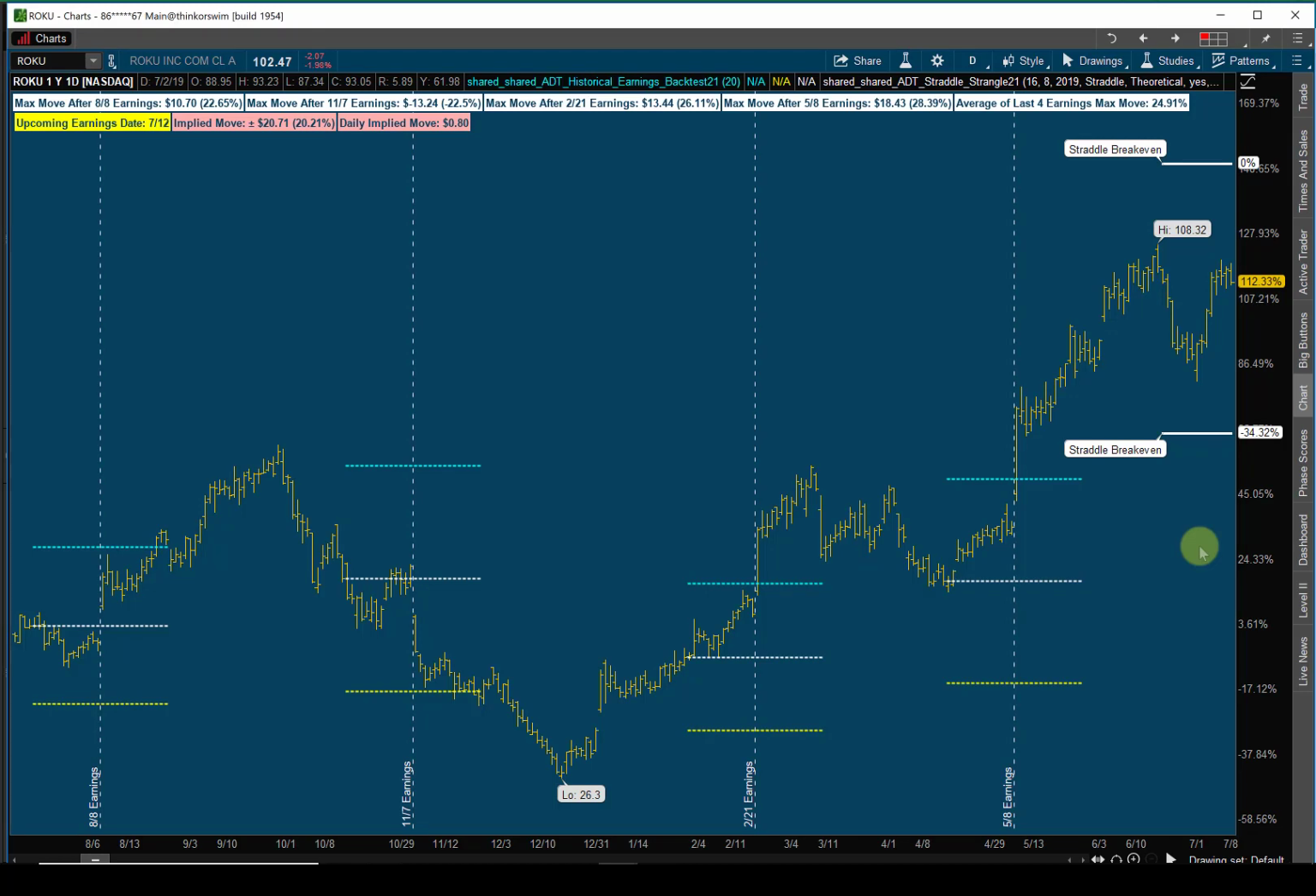One of my coaching clients built a really cool indicator that we use in the coaching program. And it just shows us where the straddle is, where the break even of the straddle is. So here you can see the straddle, it really broke out after the earnings. Here's the earnings. Look at the breakout. Here, look at the breakout. Every single time, ROKU, going back on this chart, the last 4 have moved more than the options have priced.